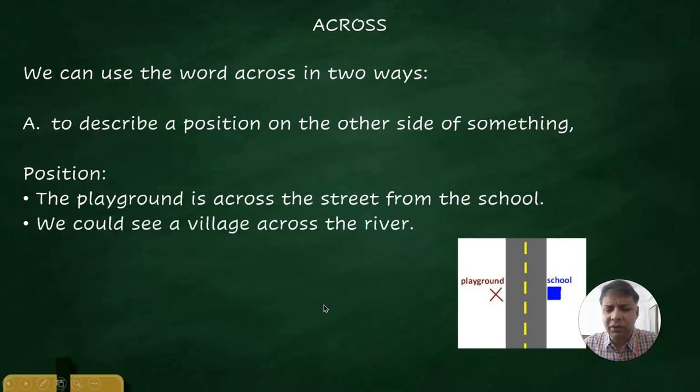We could see a village across the river. Now let's take this particular photograph. Let's assume that this particular street is a river, and on the one side you have a village, and on the other side you have some people watching the village. So they can say, we could see the village across the river. That means it was on the other side of the river. It was on the opposite side, right? So that is the first meaning of the word across, to describe a position on the other side of something.